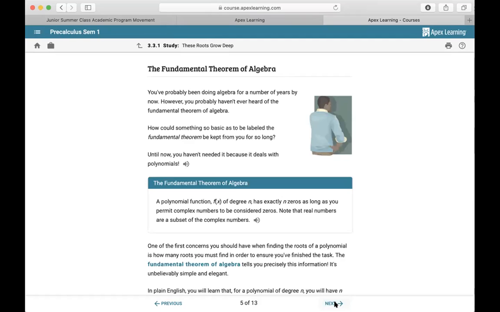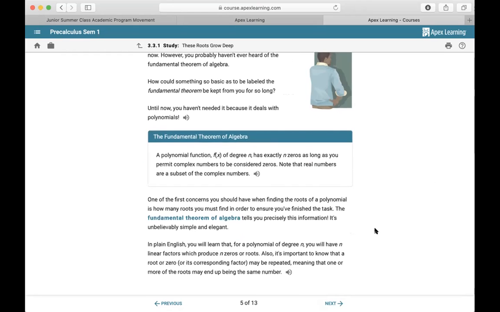What this is saying is a polynomial function of degree n has exactly n zeros as long as you permit complex numbers to be considered zeros. So basically, if we have x to the third power, we have technically three zeros, as long as you let a complex number be considered a zero. So you might only see 2 on the graph, but there are 3 actual answers. One of them would just be a complex answer.